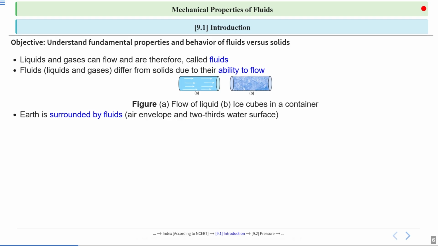It's important to recognize that Earth is surrounded by fluids. The air we breathe and the vast water bodies covering 2/3 of the planet's surface are both examples of fluids. This highlights the significance of fluids in our environment and their role in various ecological and atmospheric processes.